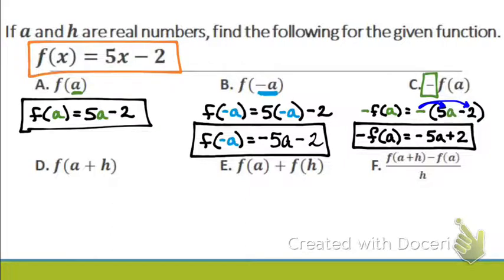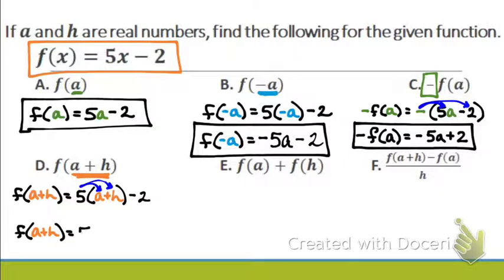What am I putting in the place of x in part D? A plus h. So f of a plus h is equal to 5 times a plus h minus 2. What do we do next? Distribute. I'm going to distribute the 5 to each of these pieces. So I get 5a plus 5h minus 2.